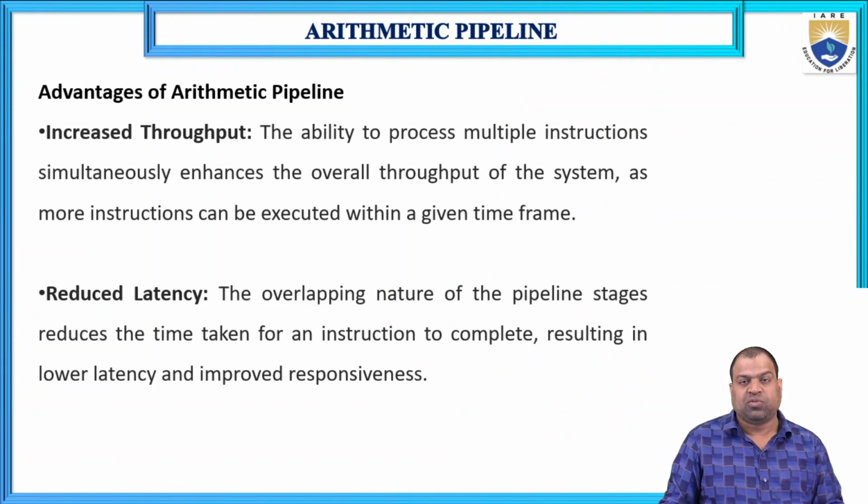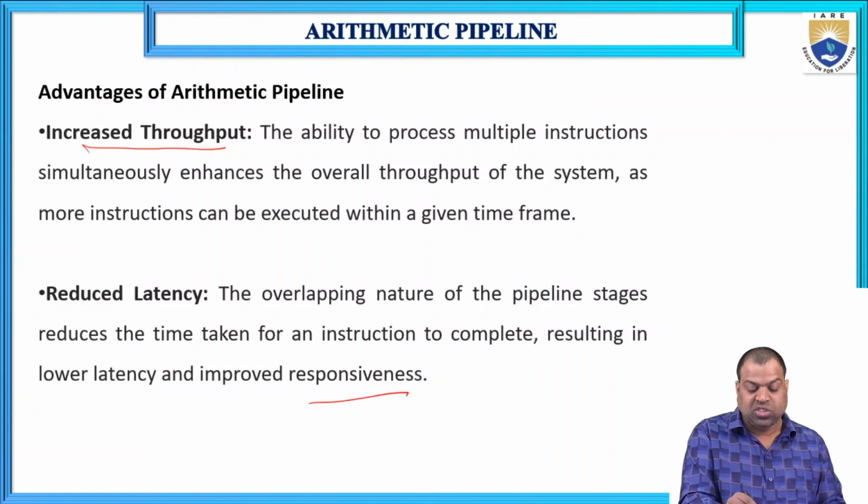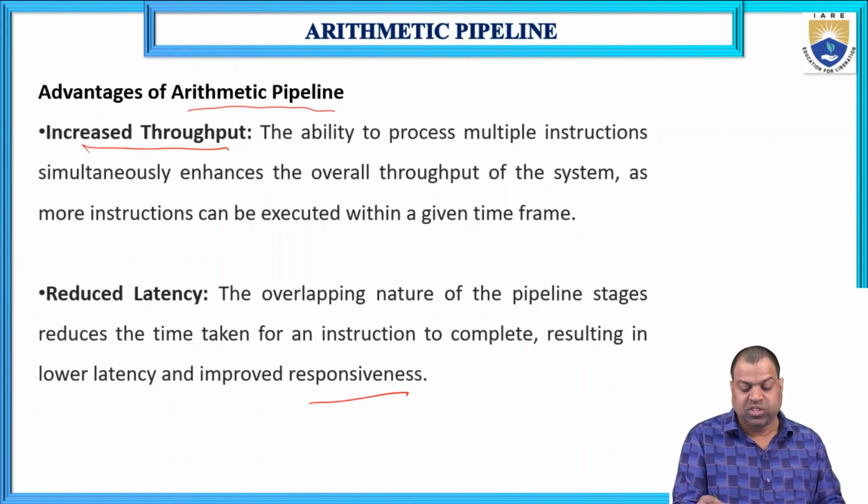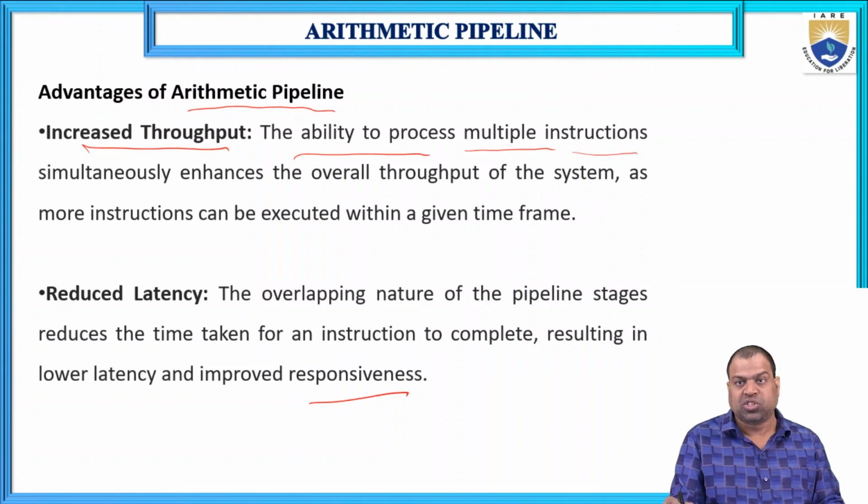And what are the advantages of the arithmetic pipeline? Increased throughput. The ability to process multiple instructions simultaneously enhances the overall throughput of the system, as more instructions can be executed within a given time frame. And reduced latency. The overlapped nature of the pipeline stages reduces the time taken for an instruction to complete, resulting in lower latency and improved responsiveness. So first, increased throughput. When I go for the arithmetic pipeline, how are we increasing the throughput? The ability to process multiple instructions. What are the multiple instructions? Previously I took 3 instructions.